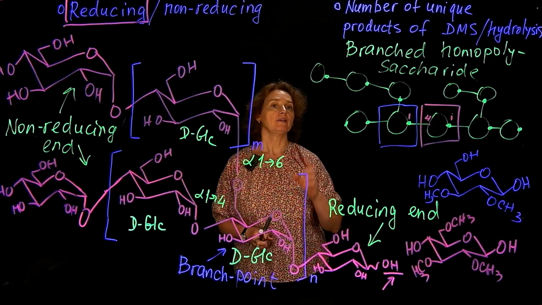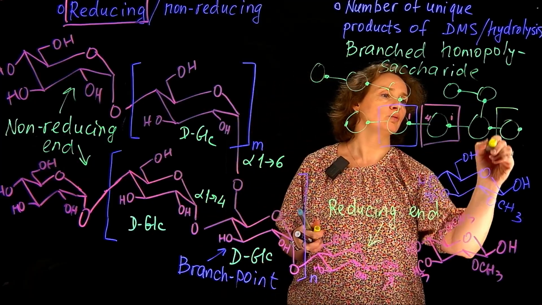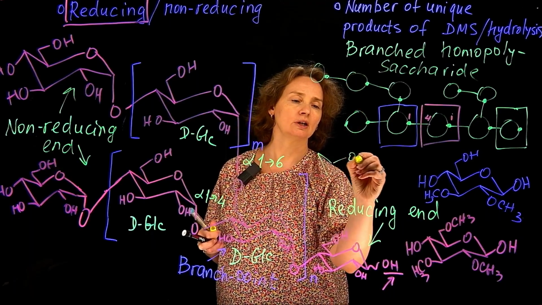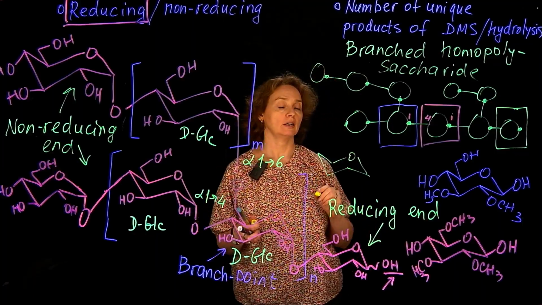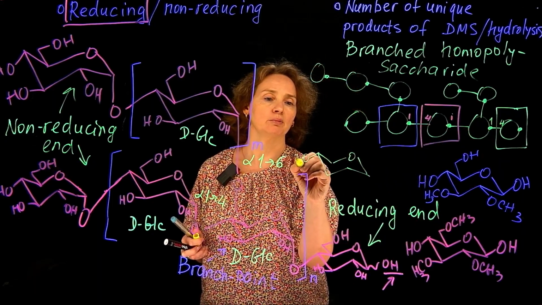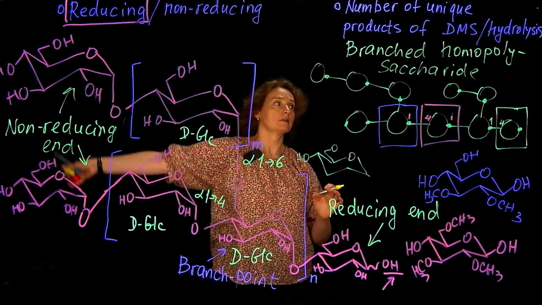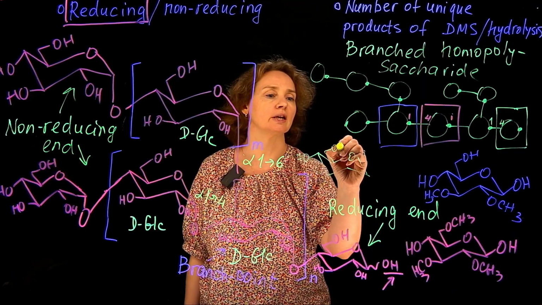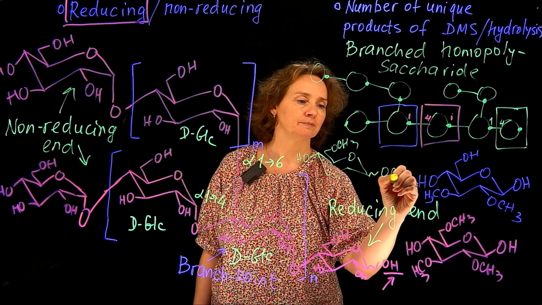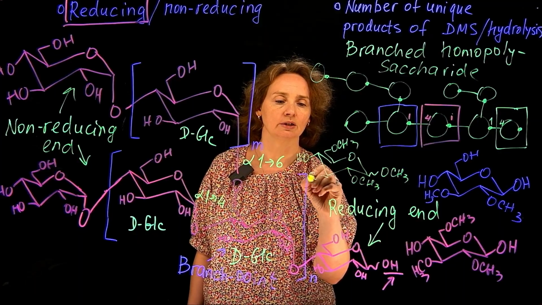And then we have two types of ends. So we have this one, which is our reducing end. And here we have the sugar that has only one unmethylated OH group, and that would correspond to carbon number 4, right? Because that's how that terminal sugar established a connection with the rest of the polysaccharide. But everything else will be methylated. That is our reducing end.